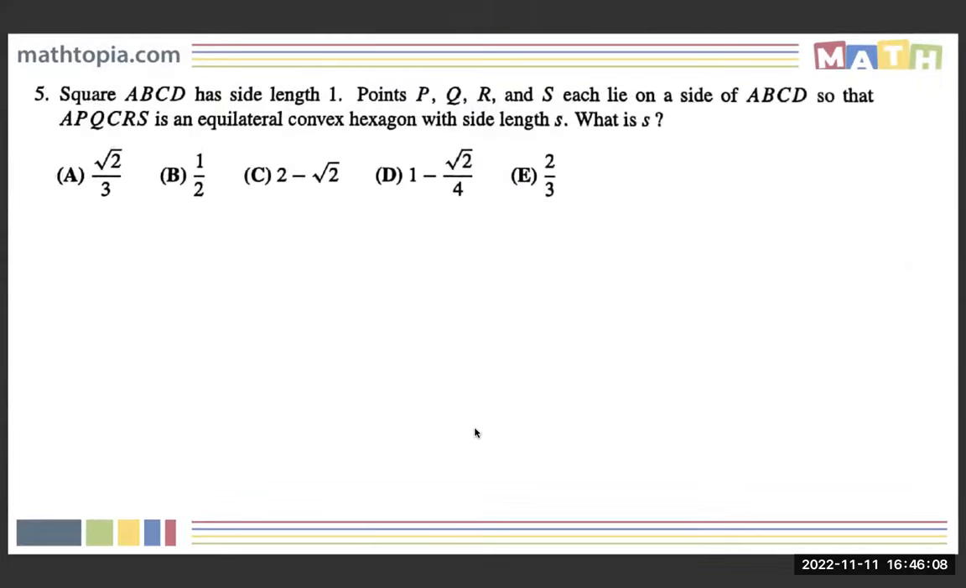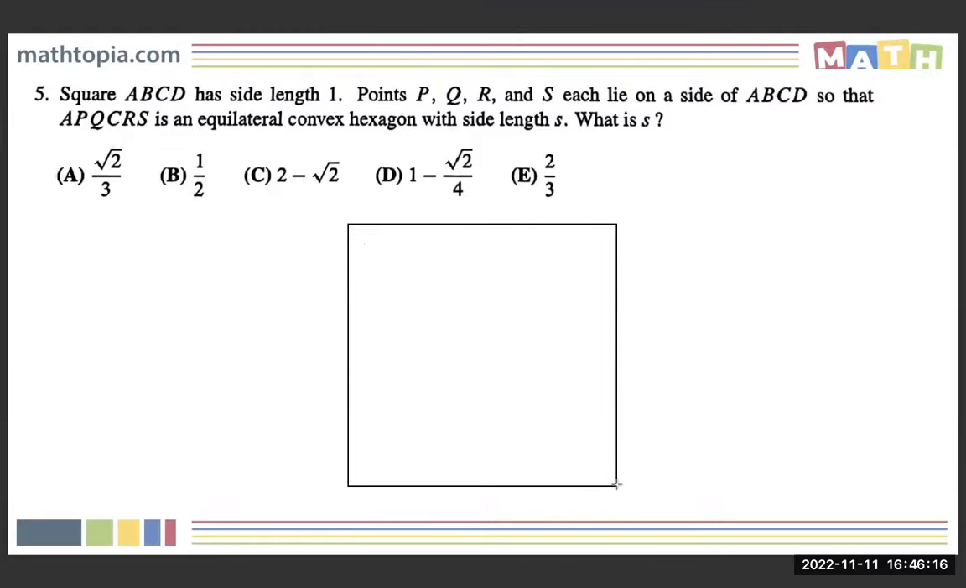Yeah, so now this is AMC 10A number 5. So we have square ABCD, and it has side length 1. And now it's saying points P, Q, R, and S each lie on the side of ABCD so that APQCRS is an equilateral convex hexagon with side length S.